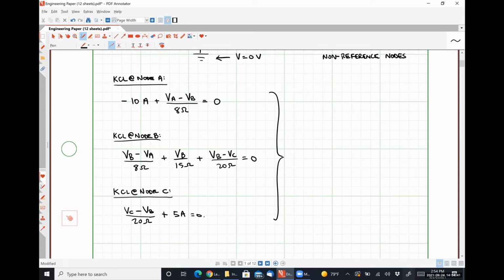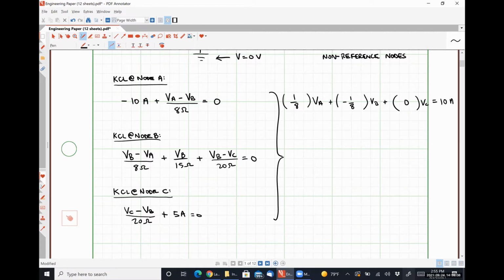All right. So we're going to set this up to where we have some number multiplied by VA plus some number multiplied by VB plus some number multiplied by VC is equal to a constant. So what should the coefficient of variable VA be in our first equation? 1/8. What should the coefficient of VB be in our first equation? Negative 1/8. And then the coefficient for VC, 0. And our constant term, positive 10.